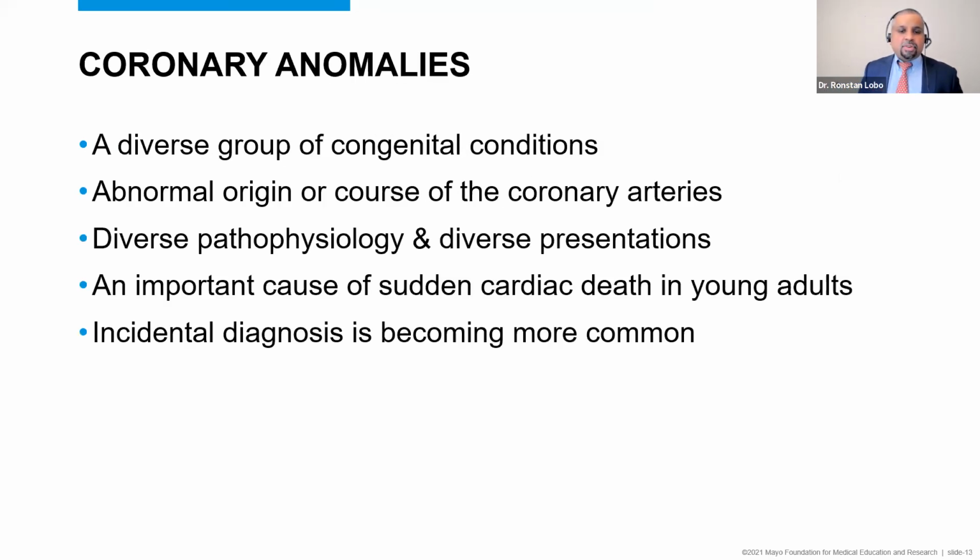So, coronary anomalies. Coronary anomalies are a group of congenital conditions characterized by abnormal origin or course of any of the three epicardial coronary arteries. It has been identified as a common underlying condition in young athletes with sudden cardiac death. However, with the widespread use of invasive and non-invasive coronary imaging, this has led to an increased recognition of coronary anomalies among adults, especially older adults. And this is often found incidentally.